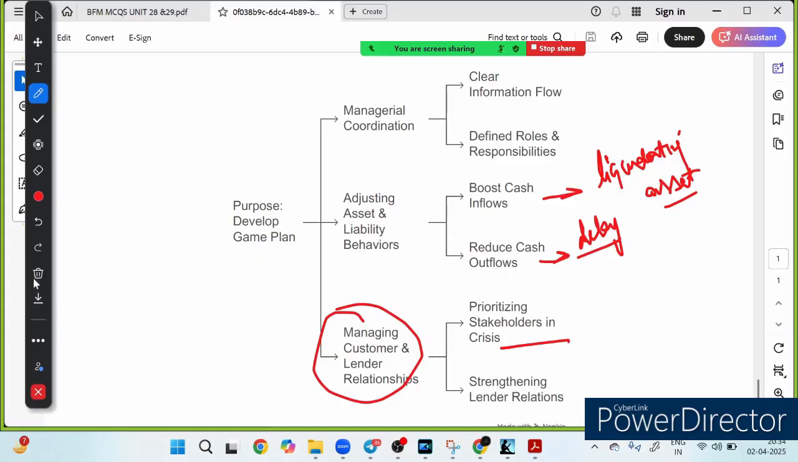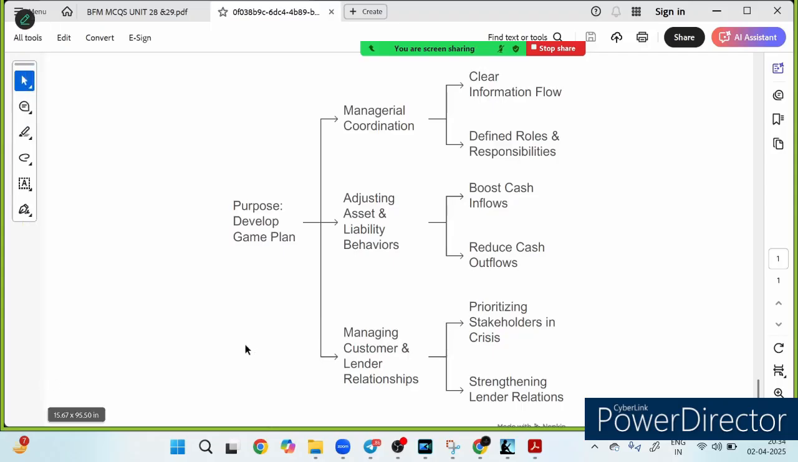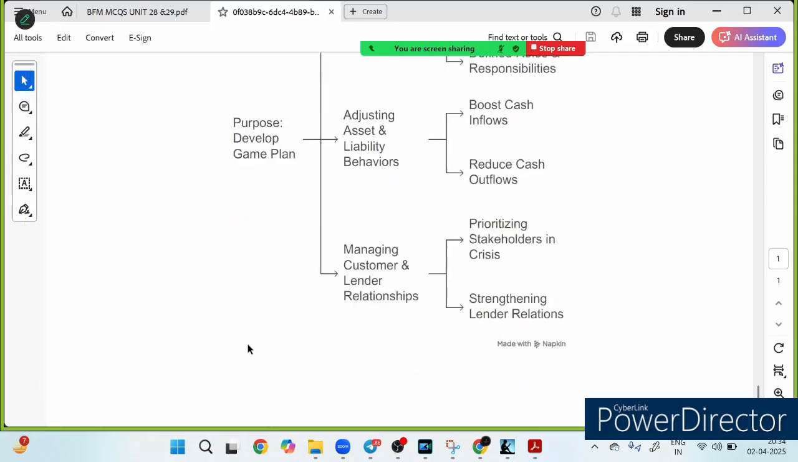And then we have prioritizing stakeholders in a crisis. Not all stakeholders are equal during a crisis. You need to focus on key stakeholders who are critical to survival. Prioritizing stakeholders helps manage limited resources more effectively, and strengthens lender relations. Lender relationships are especially important during a crisis. Strengthening those bonds ensures that the business has financial support if needed.